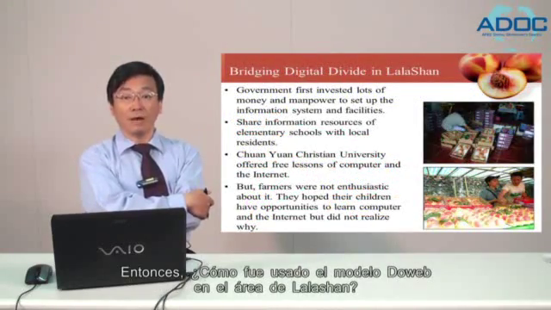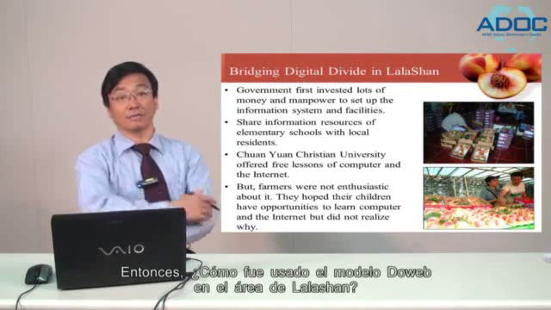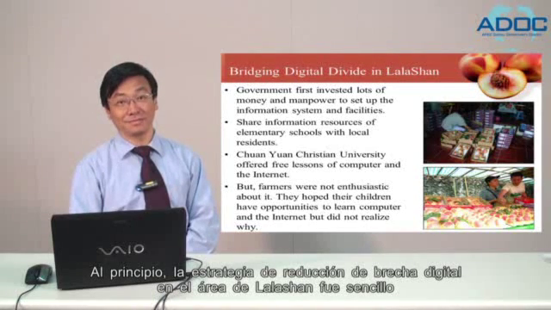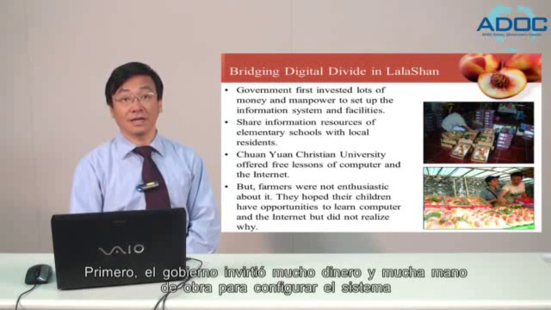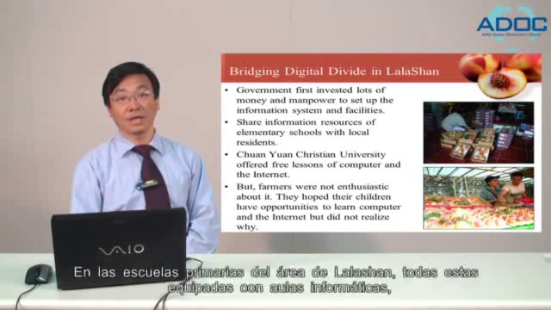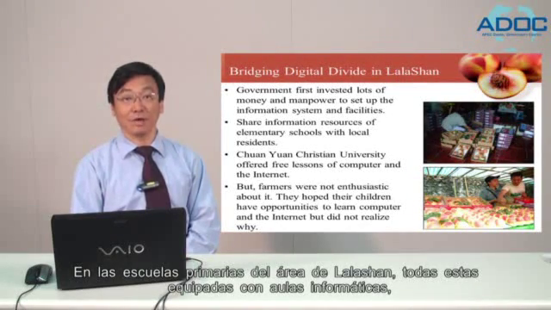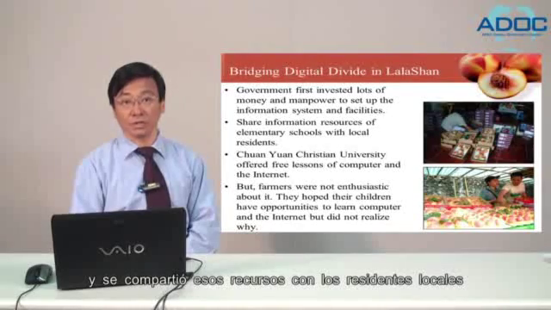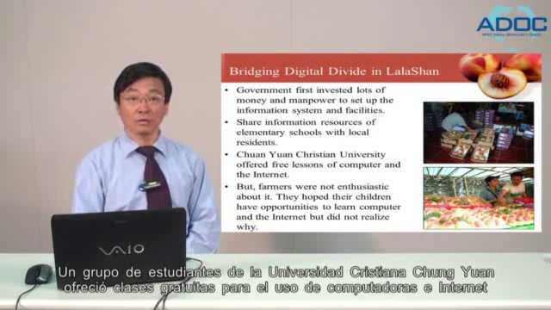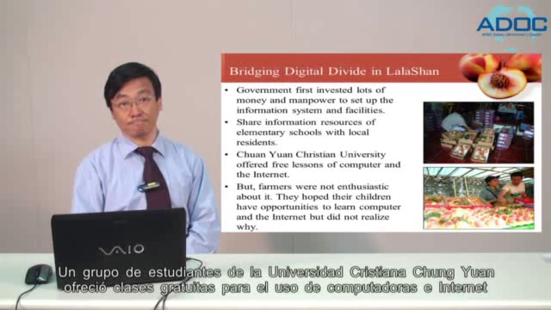So how was the Do-Web model used in Lalashan areas? Well, at the very beginning, the strategy for bridging the digital divide in Lalashan area was straightforward. The government first invested lots of money and manpower to set up the information system and facilities. In the primary schools in Lalashan areas, all of them have been equipped with computer classrooms, and we share those information resources with local residents. And a group of students from Zhongyuan Christian University offer free lessons for using computers and the internet.